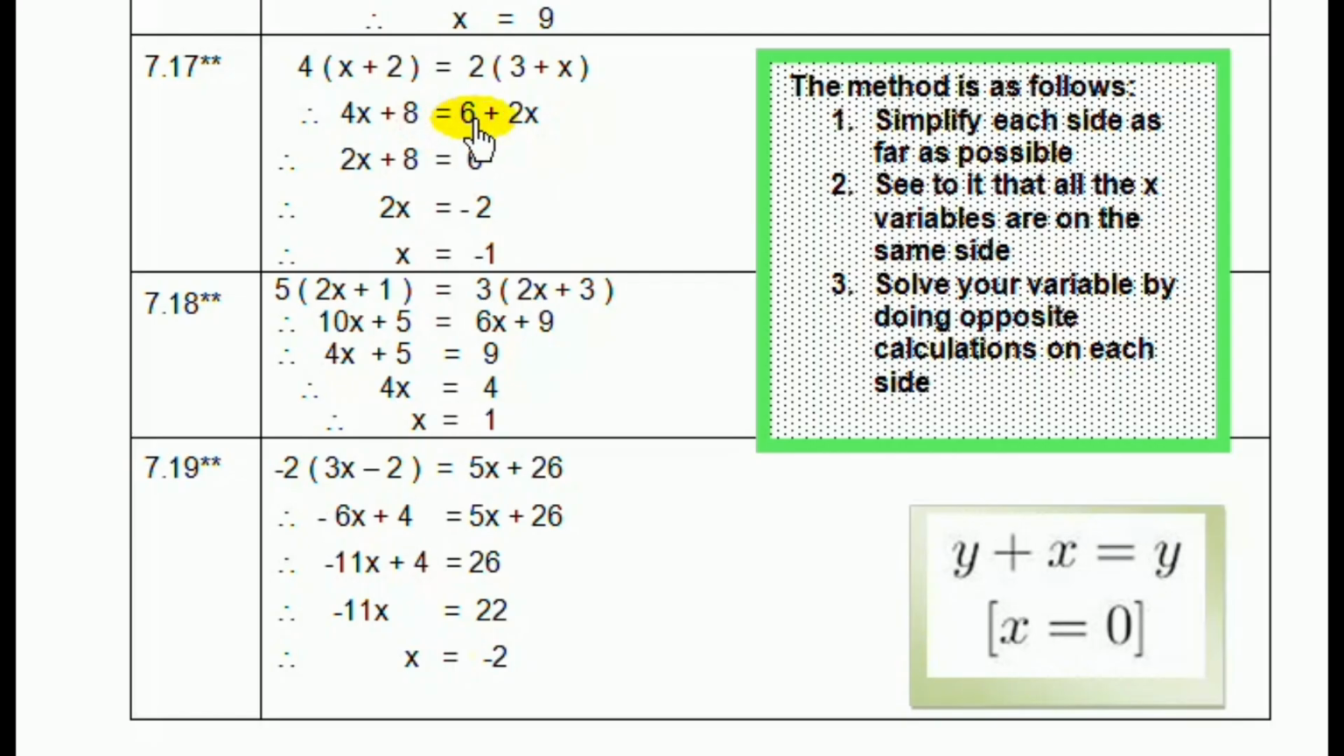It's the simplest as it gets. Now get all your x's on the same side. There's 2x, subtract it there and subtract it on the other side.